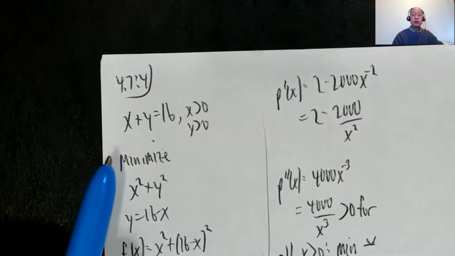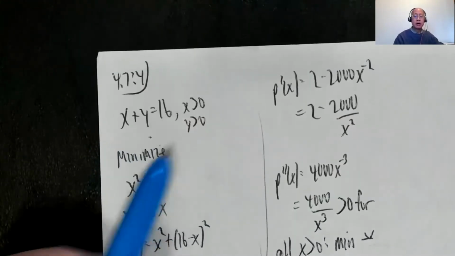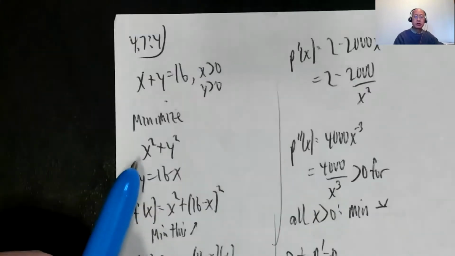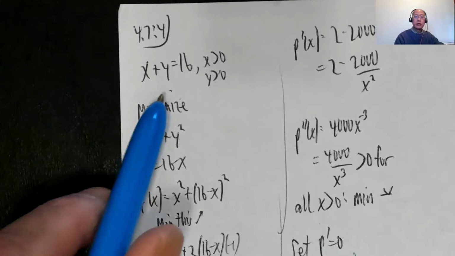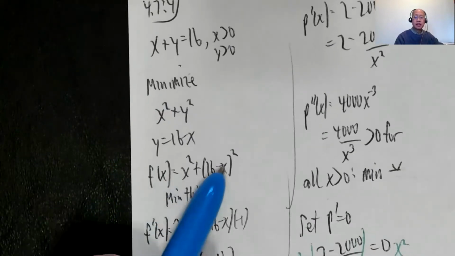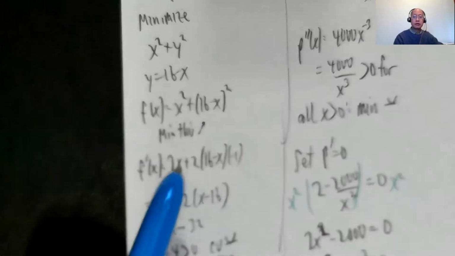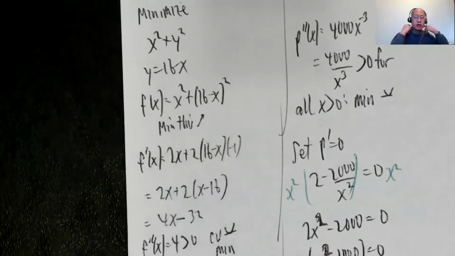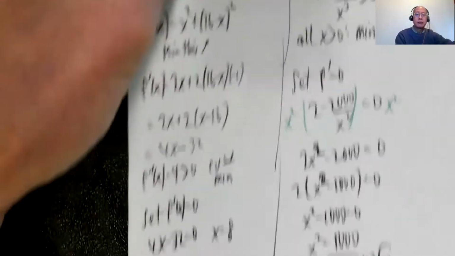Okay, problem 4. The sum of two numbers is 16. X plus y is 16. X and y are both positive. We're trying to minimize the sum of the squares, so we're minimizing x squared plus y squared. So y equals 16 minus x. So f of x is x squared plus (16 minus x) squared. We're trying to minimize this. F prime of x is 2x plus 2 times (16 minus x) times negative 1. Clean it up. It's 4x minus 32. F double prime is 4.